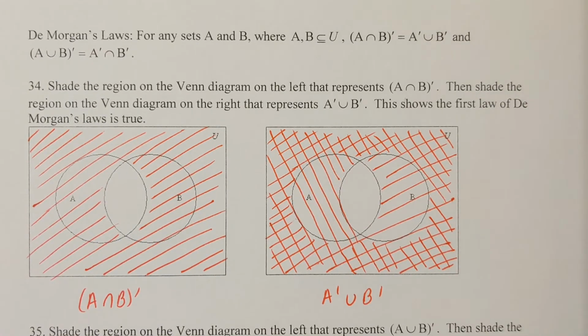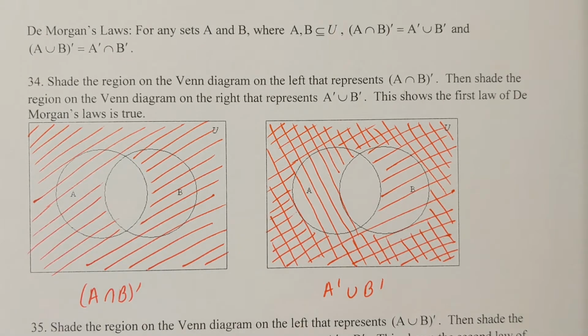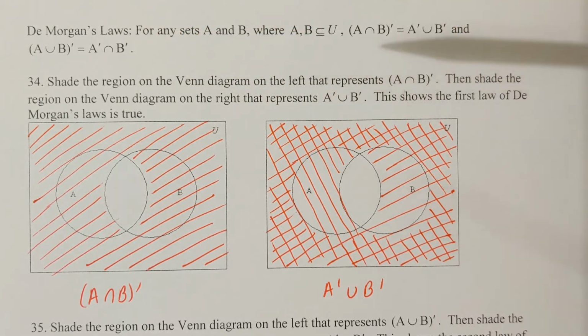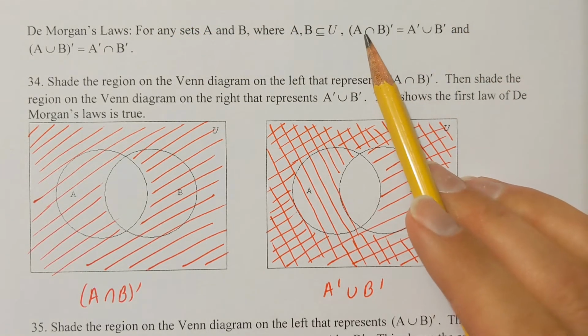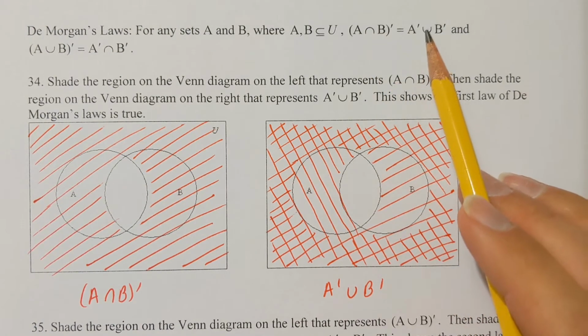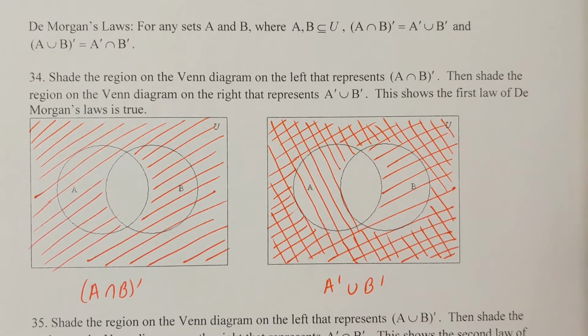Now, De Morgan's laws are important. So it says that for any sets A and B, where A and B are subsets of the universal set, A intersect B complement is equal to A complement union B complement, and A union B complement is equal to A complement intersect B complement. So all you're going to do is carry through the complement sign, and then if it's a union sign, you're going to flip that to an intersection sign, and if it's an intersection sign, you're going to flip that to a union sign. Okay, that's all you're doing to have this be true.